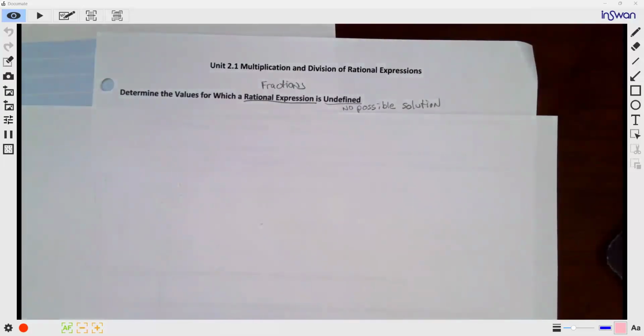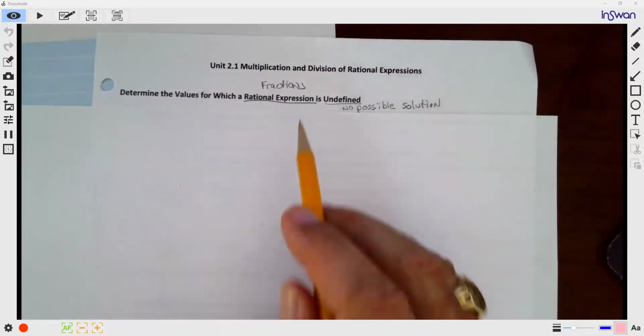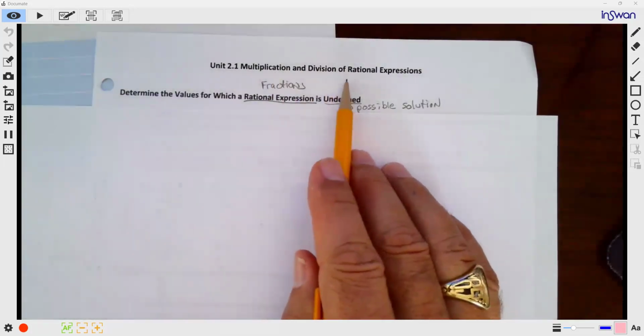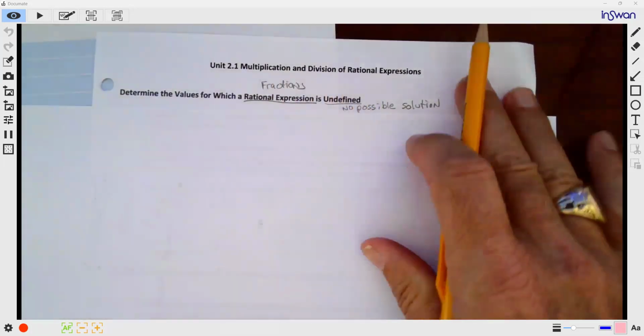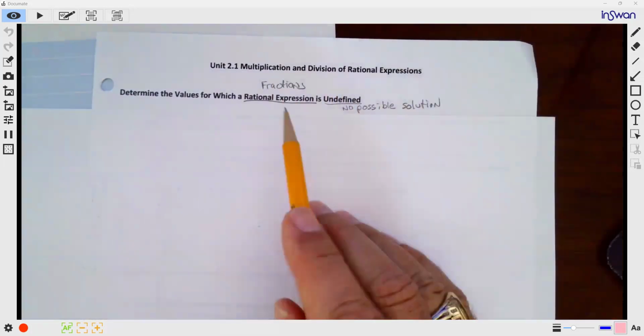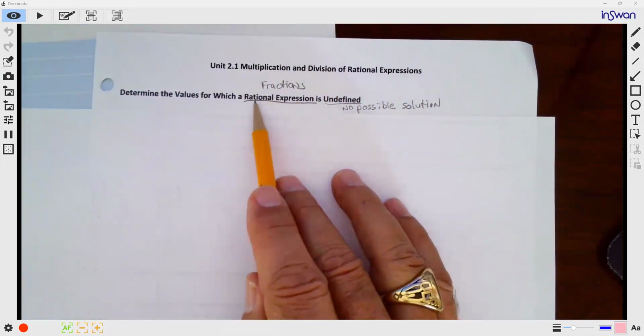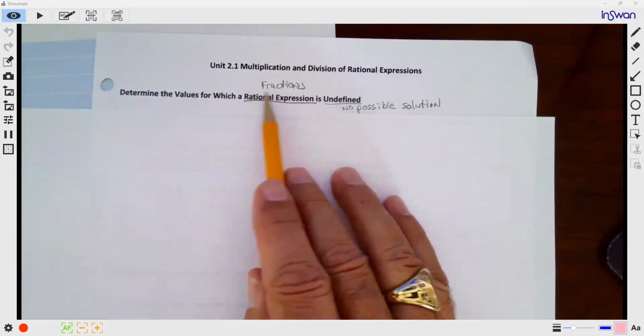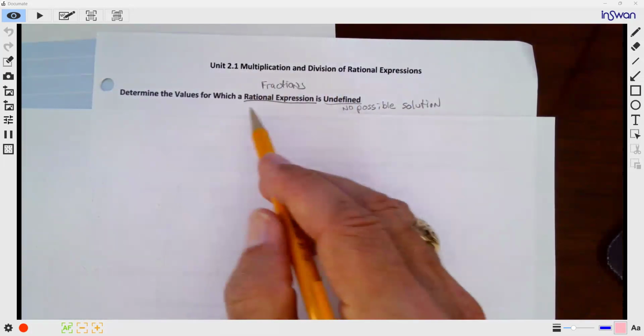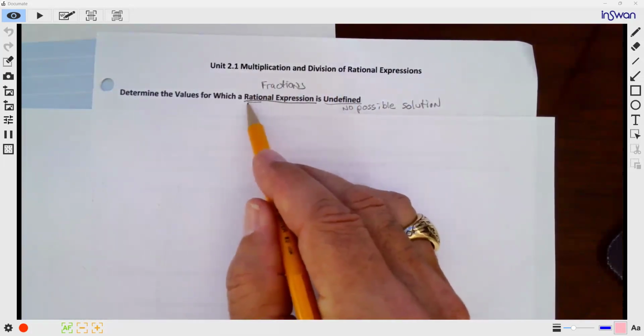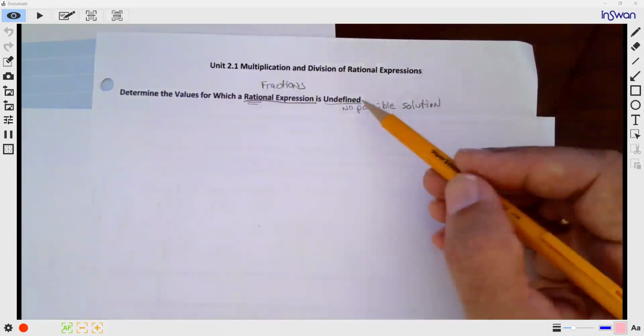I'm going to cover the notes from section 2.1, multiplication and division of rational expressions. So a couple definitional things. A rational expression sounds complicated, but it's really an expression that involves fractions. The word rational contains the word ratio, and ratio means fractions.